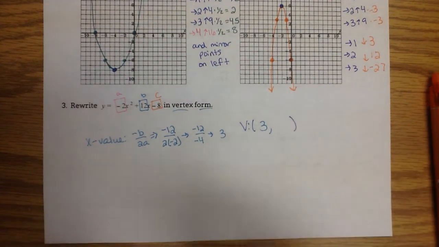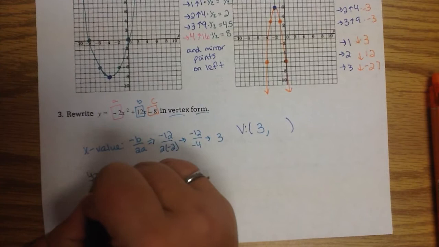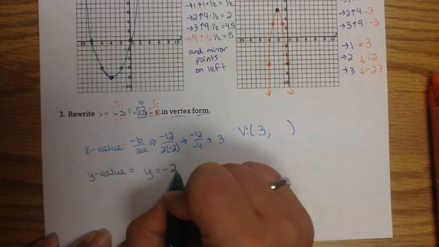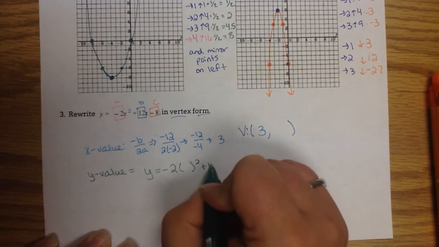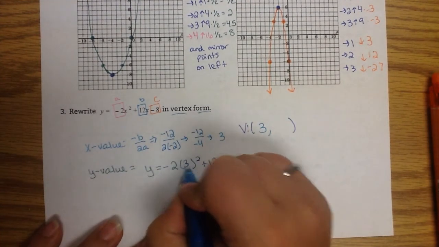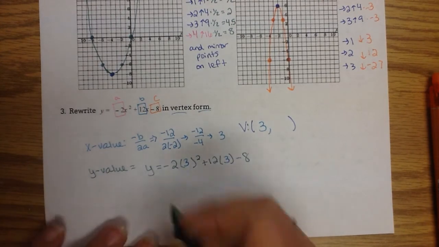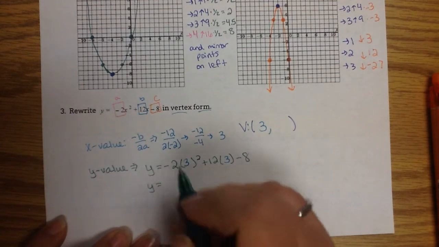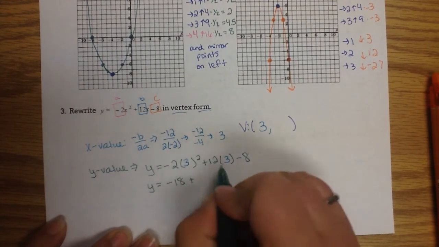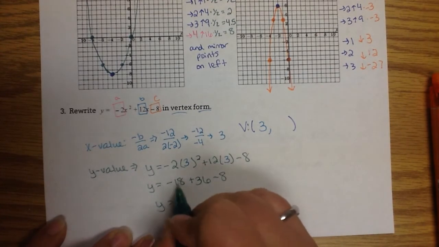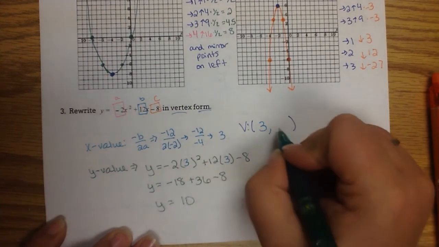And now I need to find my y value. So to find the y value, you take the x value and sub it into your equation. So I have y equals negative 2 times x squared plus 12 times x minus 8. Everywhere there was an x, I will sub in a 3. I need to do the work. So 3 squared is 9. 9 times negative 2 is negative 18. 12 times 3 is 36 minus 8. So y is going to equal 10.